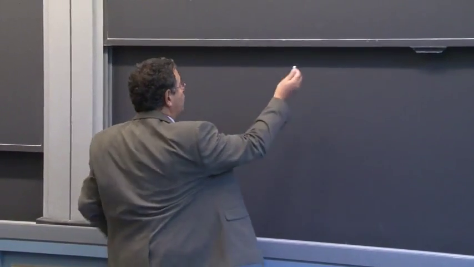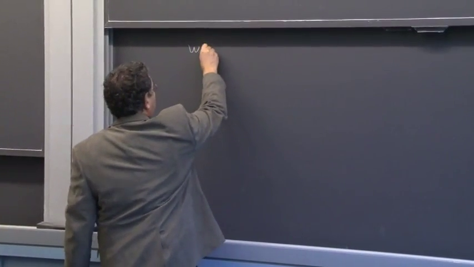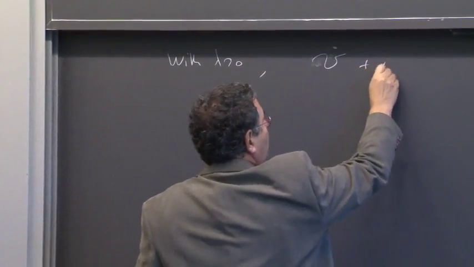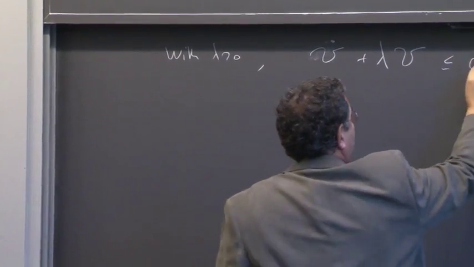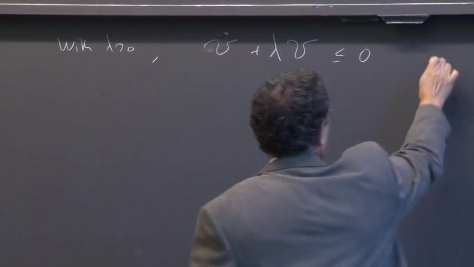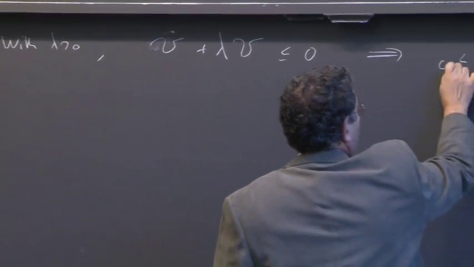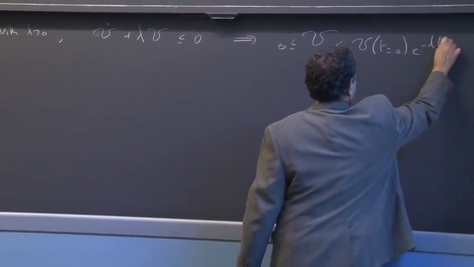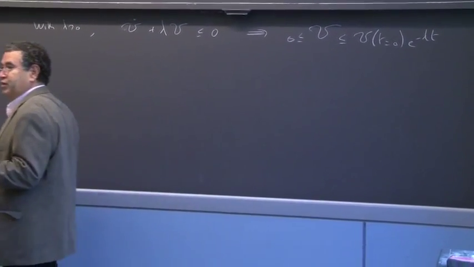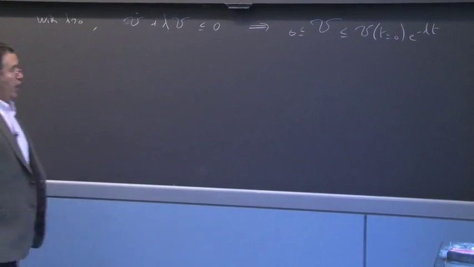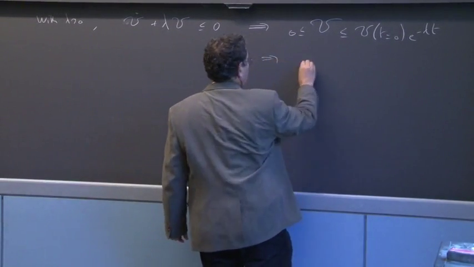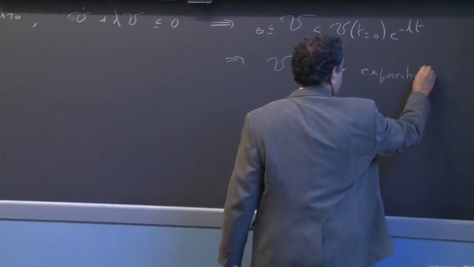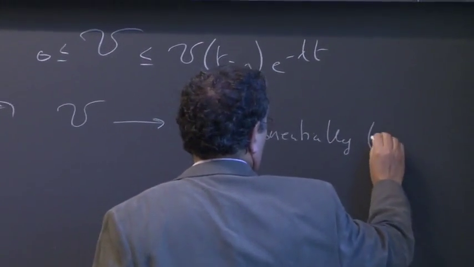So if this is true, it means that v dot, the derivative of the volume, plus lambda v is negative, right? Which means, of course, since the volume is positive, that v will be less than whatever it was initially, e to the minus lambda t, and also lower bounded by 0, okay? And so it will mean that the volume tends to 0 exponentially, with rate lambda.